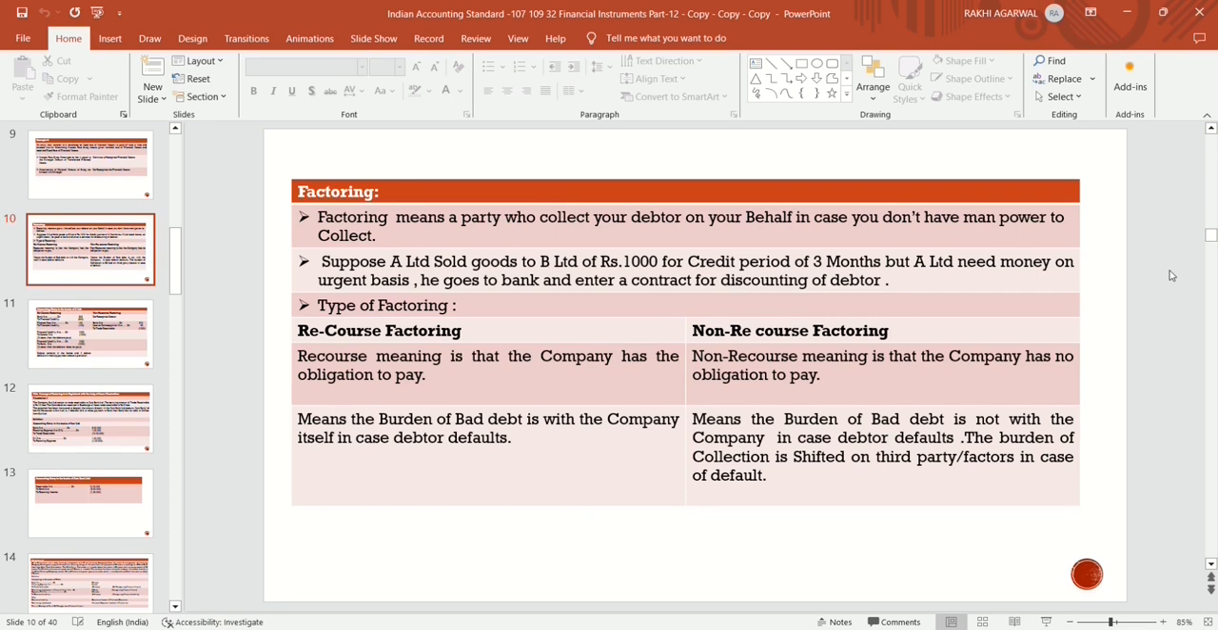Suppose in non-recourse factoring, the company is not liable to pay. It has shifted its burden to the third party or the factor. If there is a default in collection, the factor is responsible for that, not the company. So in this case, the burden of bad debt is not with the company in case the debtor defaults.